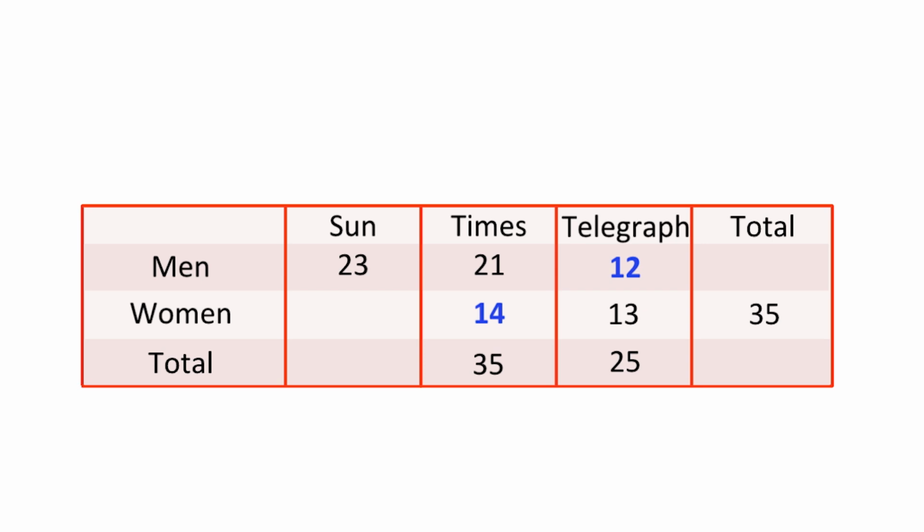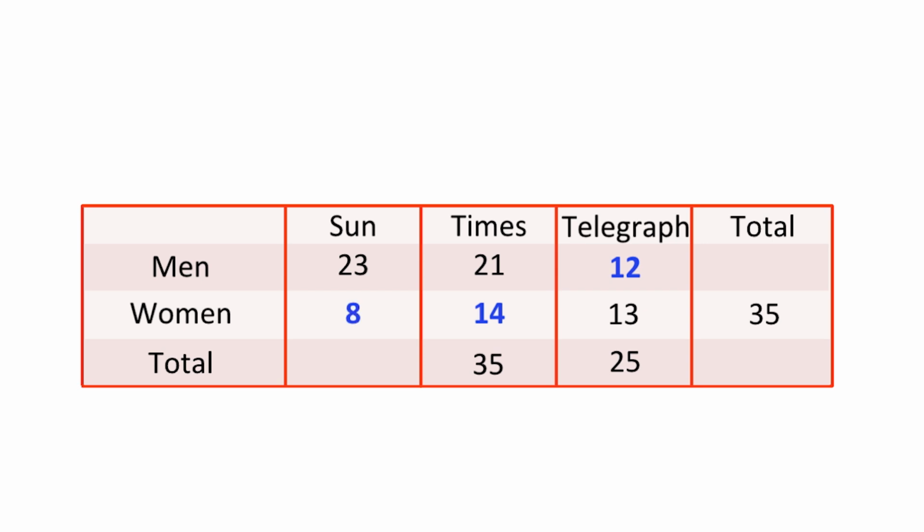Once we've got those two values, it then becomes a little bit easier to work out some of the others. Out of the 35 women asked, 13 read the Telegraph, 14 read the Times as we just worked out. So therefore, by subtracting those from 35, 8 women read the Sun.